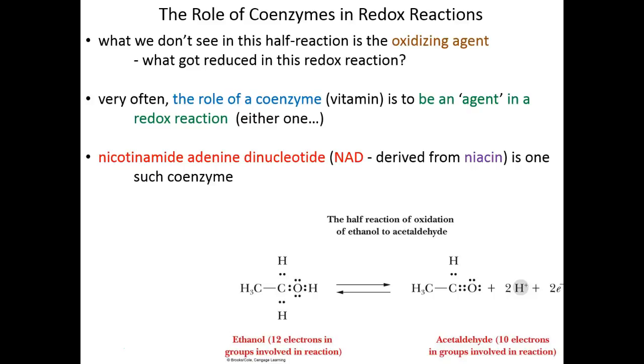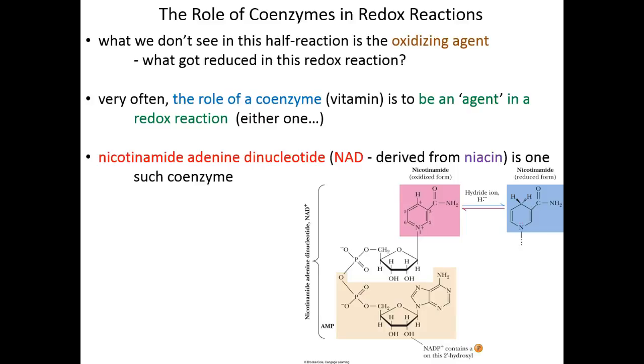One of the most important coenzymes for redox reactions that we will talk about this semester is nicotinamide adenine dinucleotide, which we will, from this point moving forward, always refer to as NAD. That N of NAD, incidentally, comes from niacin. That's why niacin is an important vitamin. That's why it's in your daily multivitamin. We need niacin to make NAD, and we need NAD to drive redox reactions forward.